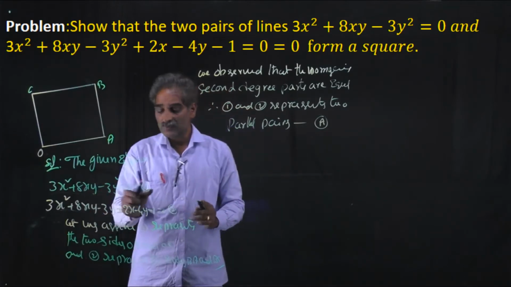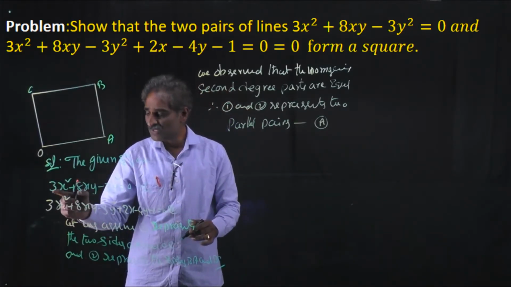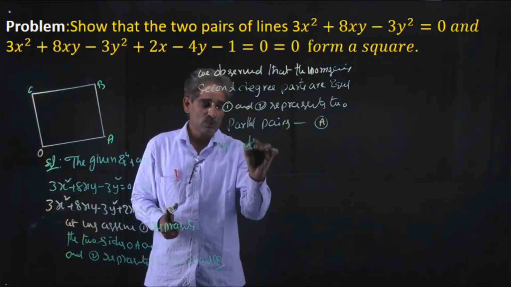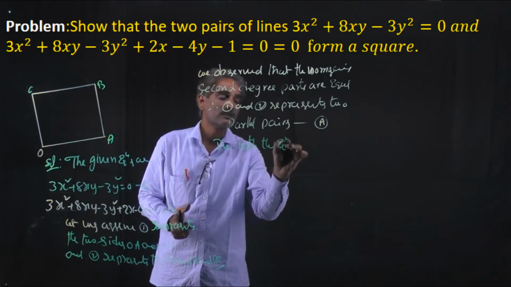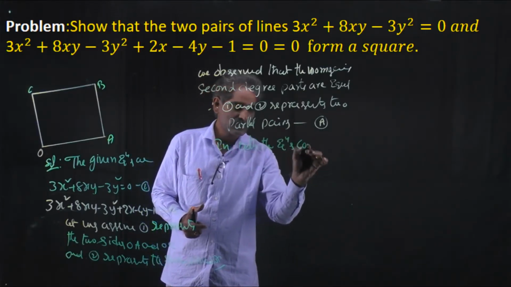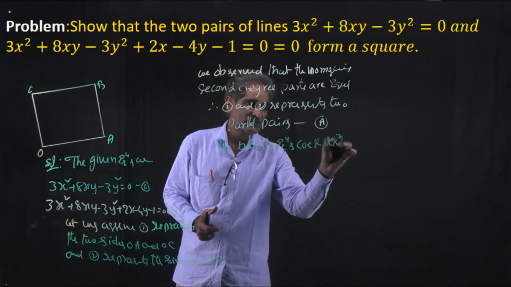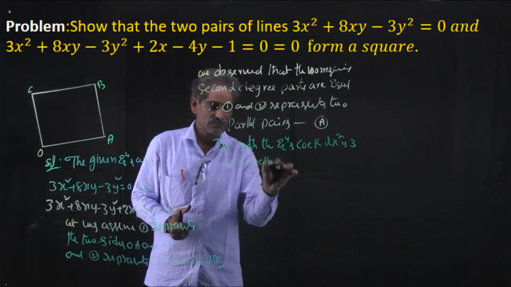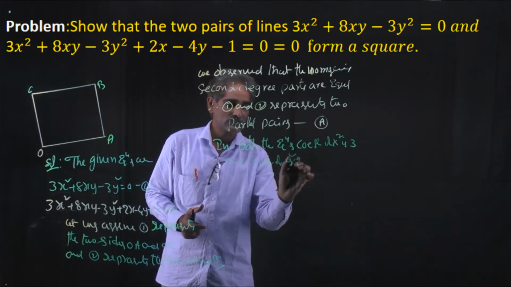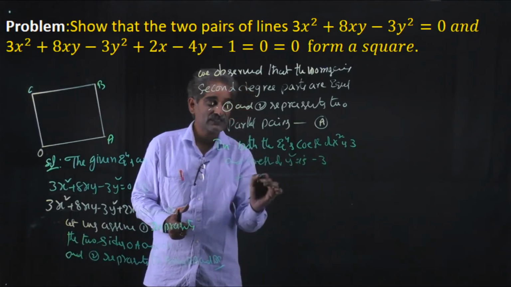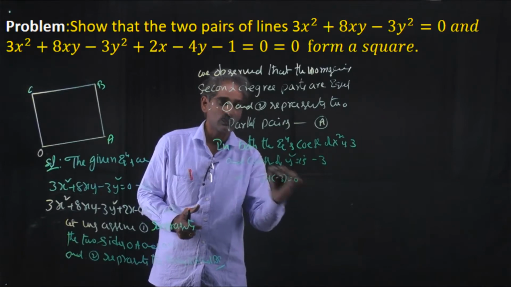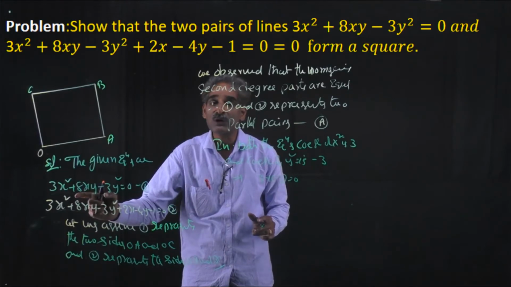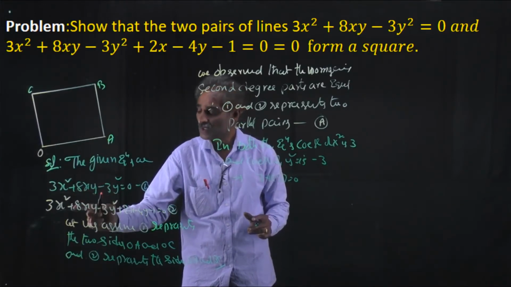Okay, next, in both the equations, what about the coefficient of x square and coefficient of y square? Same. In both the equations, the coefficient of x square is 3 and the coefficient of y square is minus 3. This implies 3 plus minus 3 equal to 0. Therefore, this represents two mutually perpendicular lines. One represents perpendicular lines, two also represents perpendicular lines.